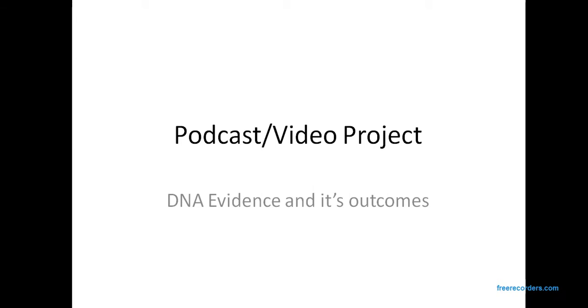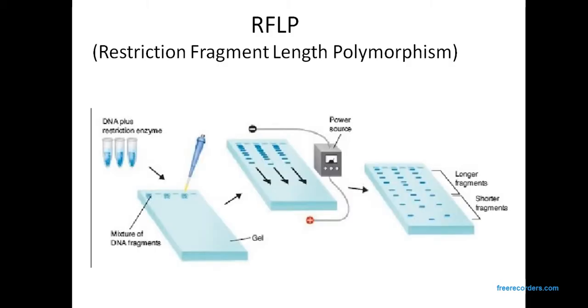Tonight we will be reviewing forensics and methods of DNA testing and the effects of forensics and its impact on today's world of crime scene investigation and similar fields. The first method we'll be reviewing is RFLP, or Restriction Fragment Length Polymorphism.